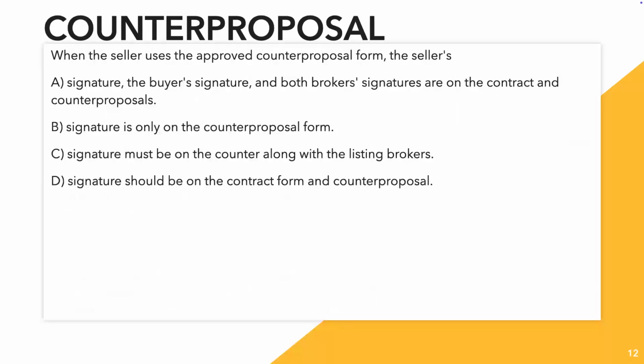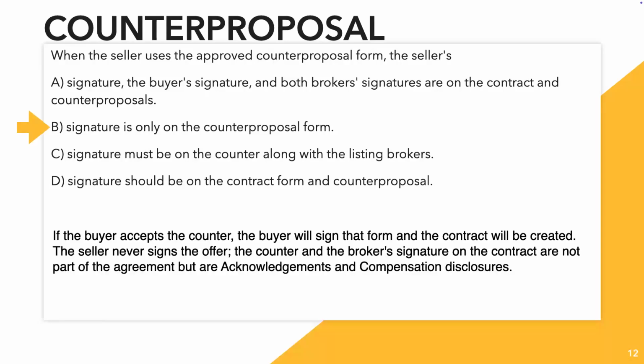When the seller uses the approved counter proposal form, the seller's signature is the only one that is going to be on the counter proposal form. If the buyer accepts the counter, then the buyer will sign it and the contract will be created. The seller never signs the offer. Okay, guys, I need you to know this.